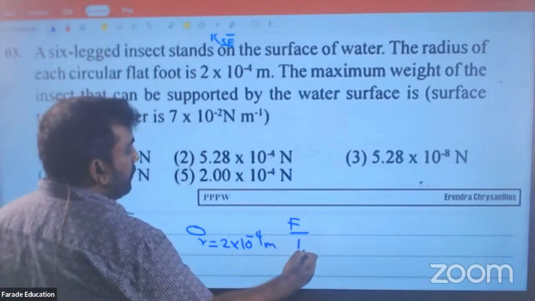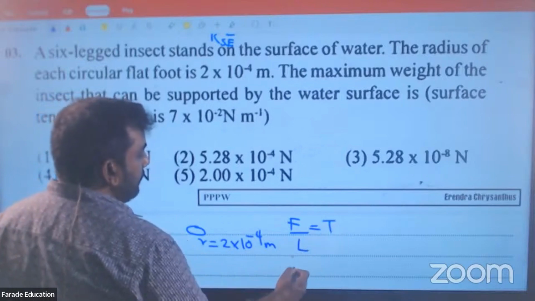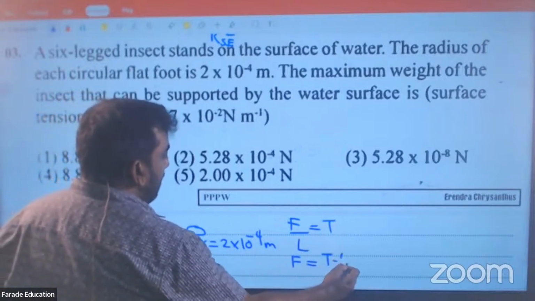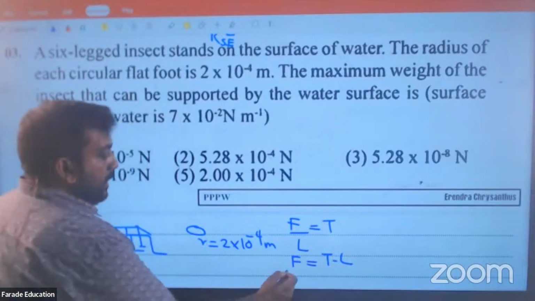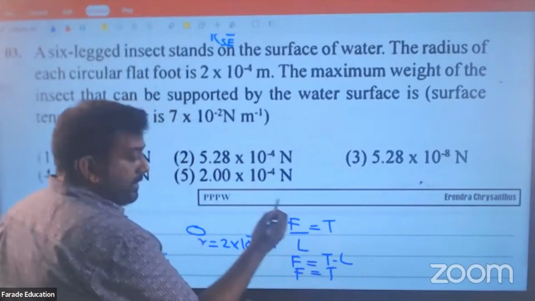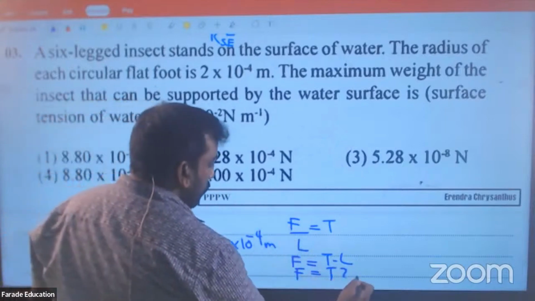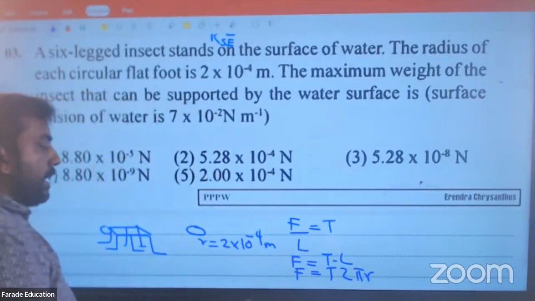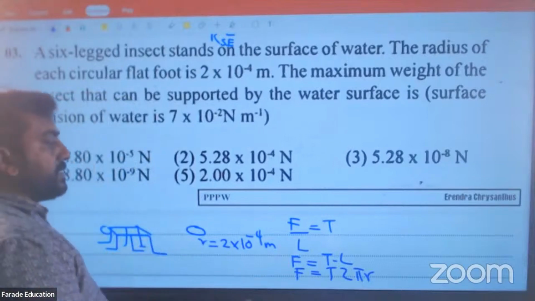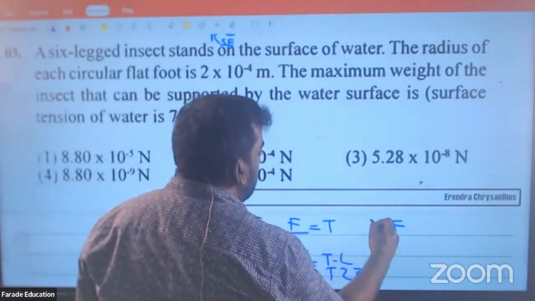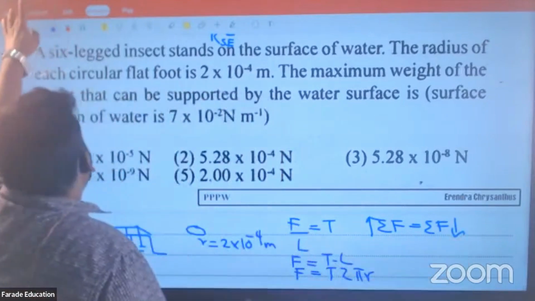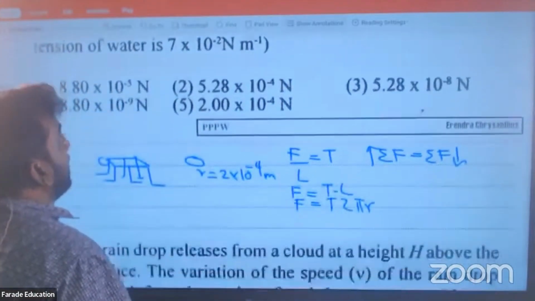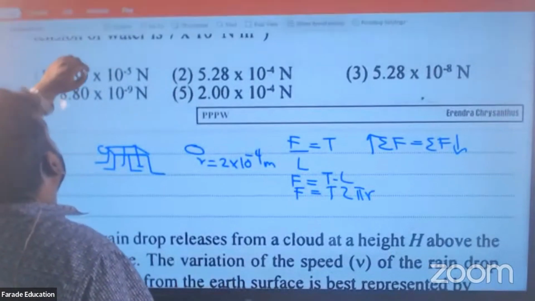Surface tension is force per length, that's surface tension. Force is surface tension into length. What is the length that we consider? The length is the circumference, 2πr. How many circumferences are there now? 6. Sum of forces in the upward direction balances sum of forces downward. Why are we taking 6? Because there are 6 legs.